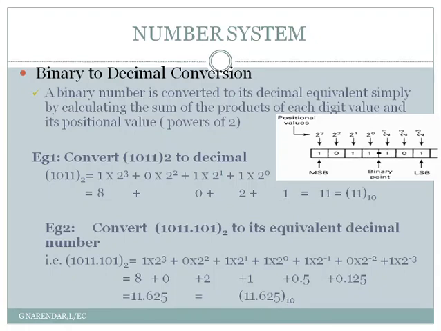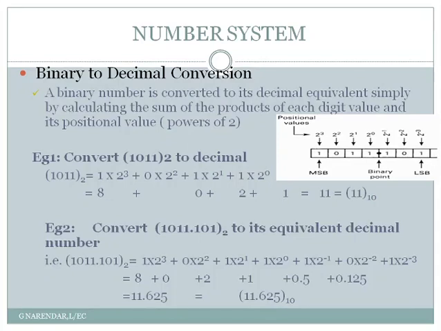First, take the binary number and write its position value for each and every digit that is present, and multiply the corresponding digit with its corresponding position value, and sum all those products to obtain its equivalent decimal number. So I think you are clear with this method of converting binary to decimal.